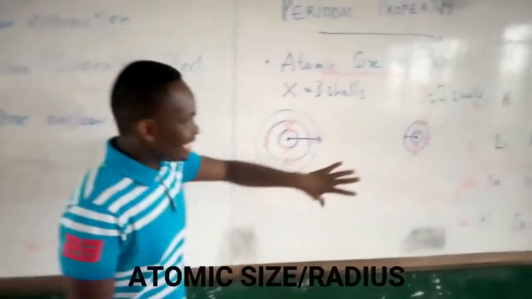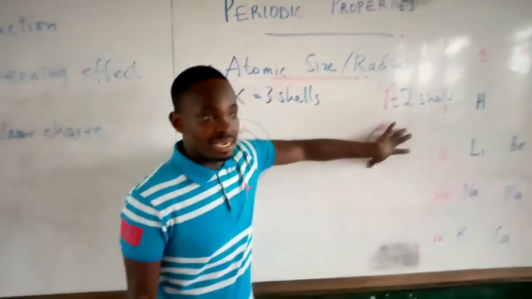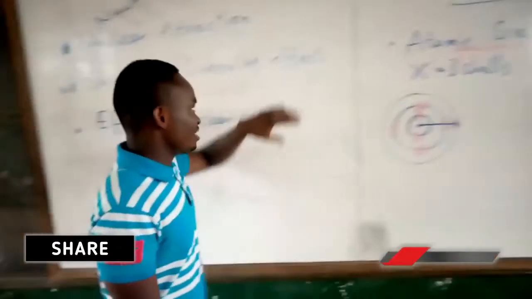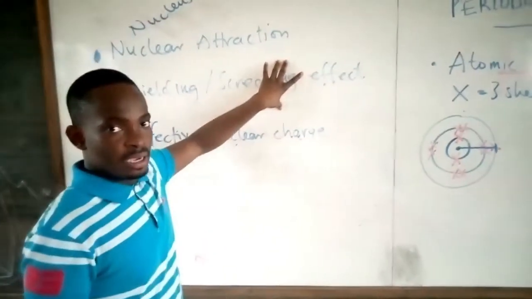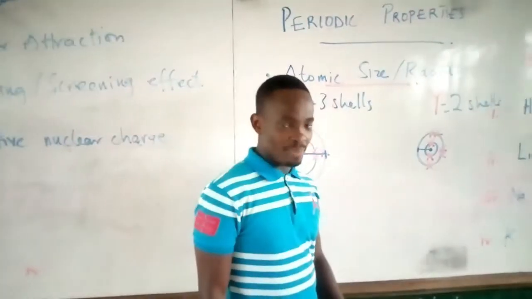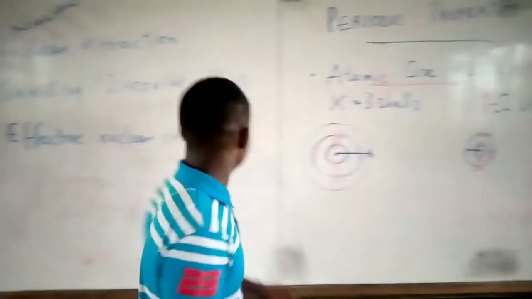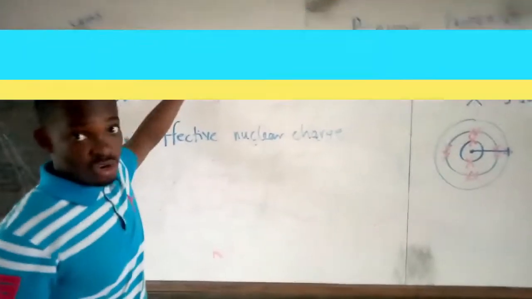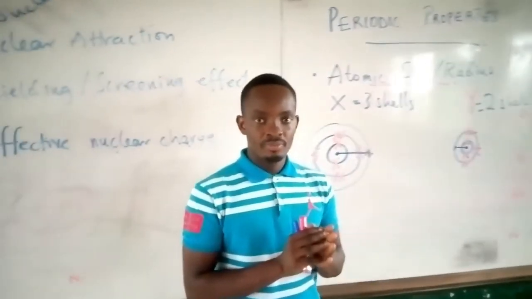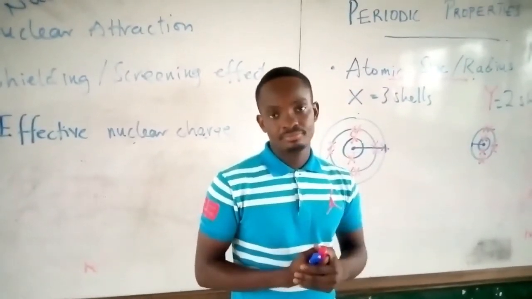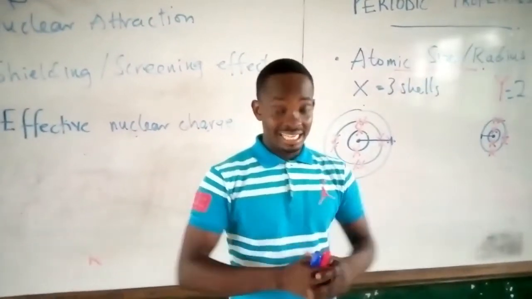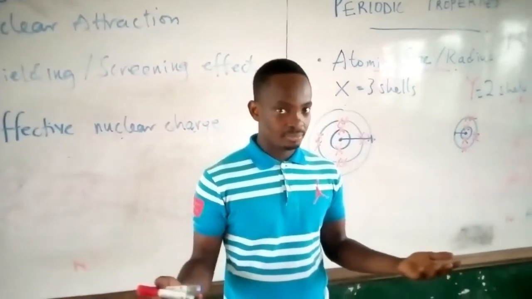Which means the lesser the number of shells, the lesser the screening effect, and the smaller the atomic size, which means that nuclear attraction is stronger. So write this one down. The more the shells, the greater the screening effect, the lesser the nuclear attraction, and the larger the size, and vice versa.